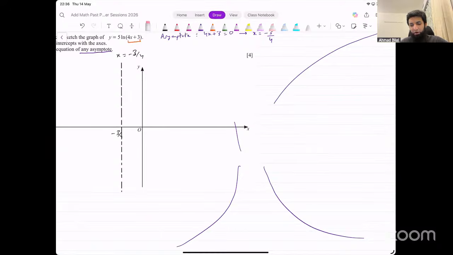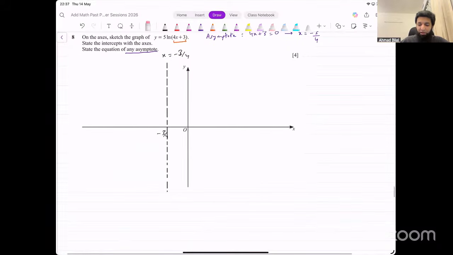Yes, you can. It's the inverse of the exponential function. So the log function is the inverse of e raised to power x. Ln x and e power x, they are inverse of each other.